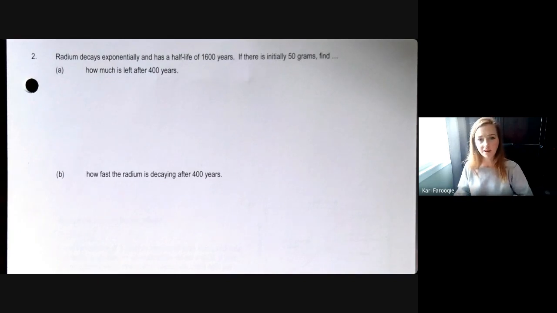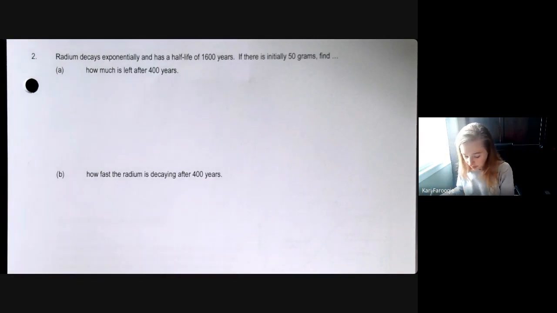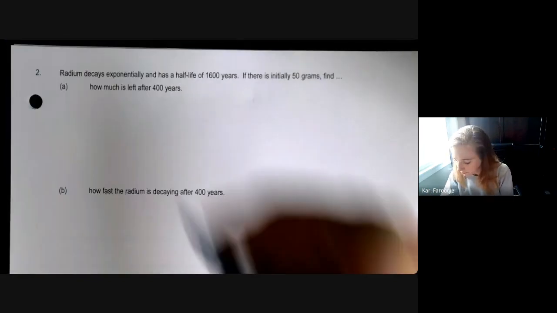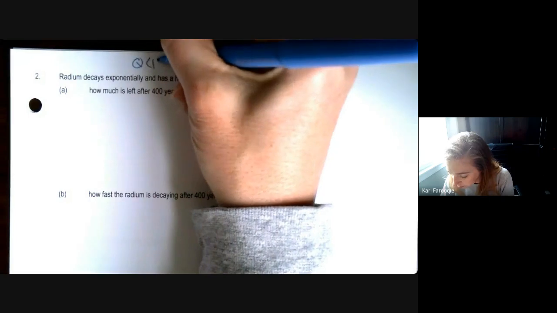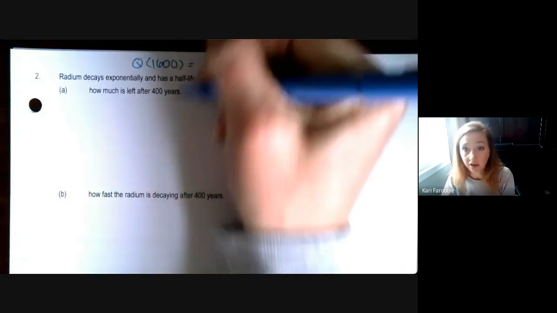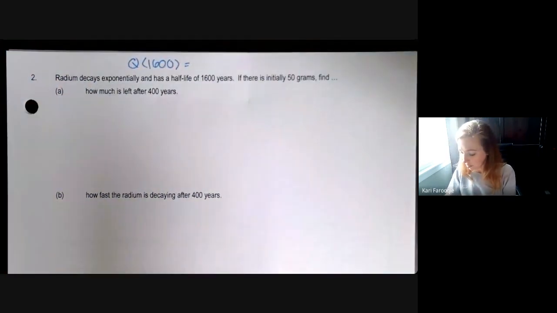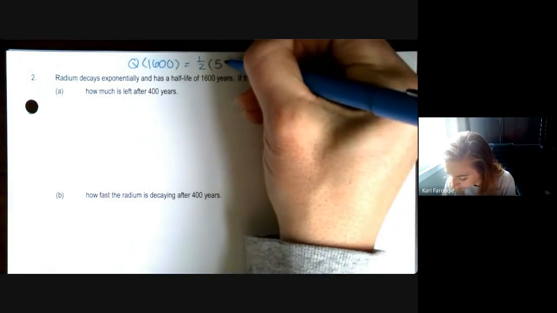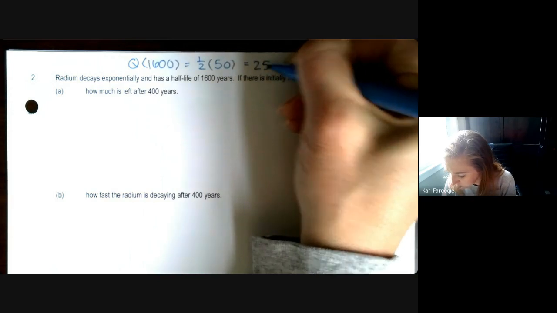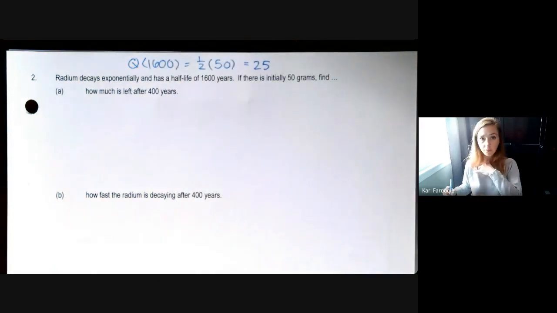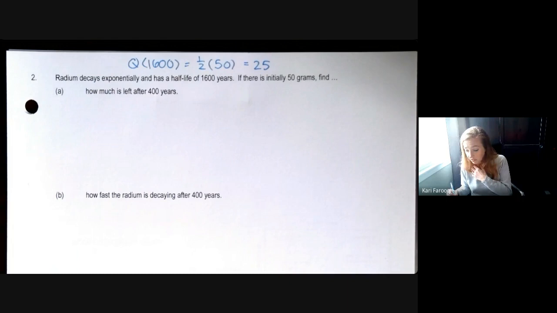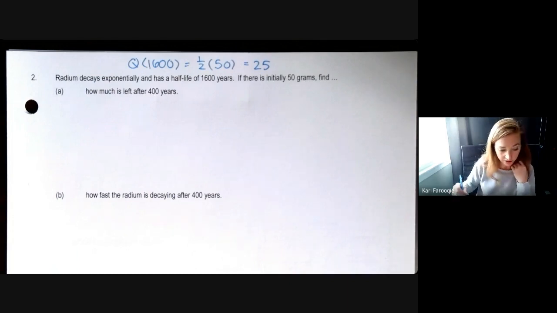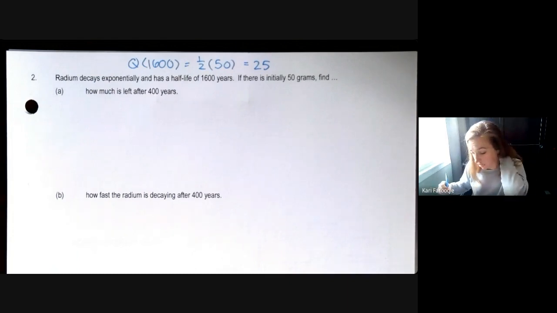So we're going to use this information to put together an exponential model that will help us to display this data, these quantities. Okay, so we can go ahead and say that Q of 1,600, so this is using this idea of the half-life, is half of the original amount, which is 25. So we know that Q of 1,600 is 25 grams, and we originally have 50 grams.